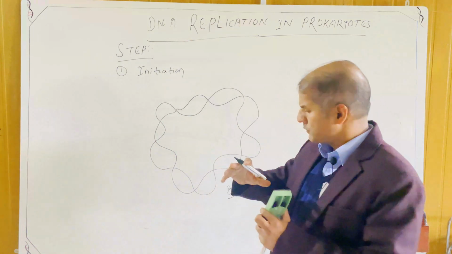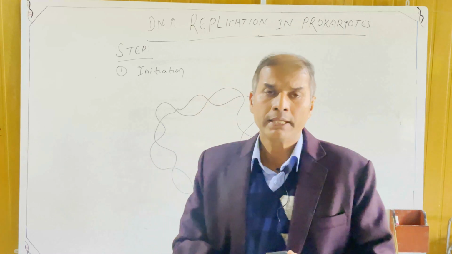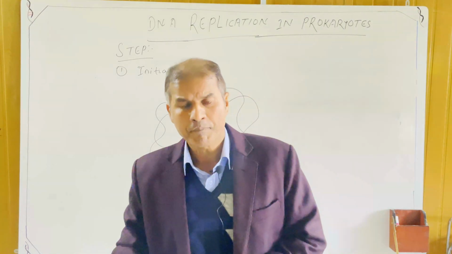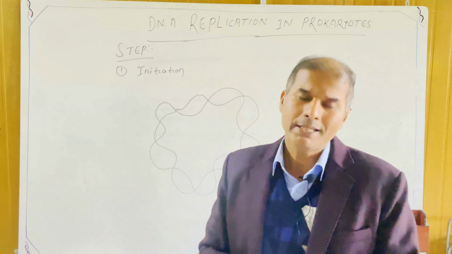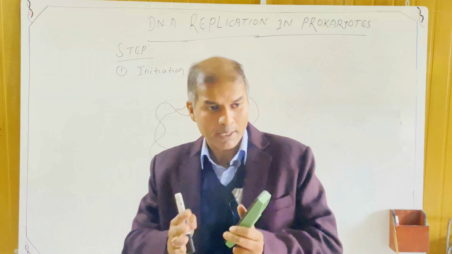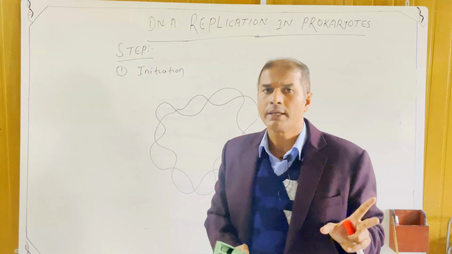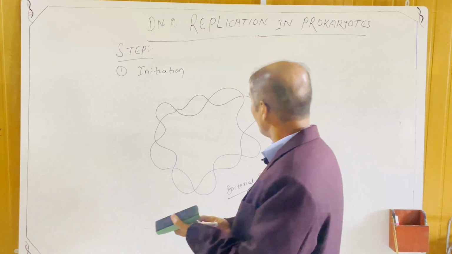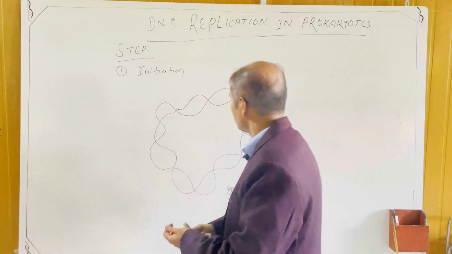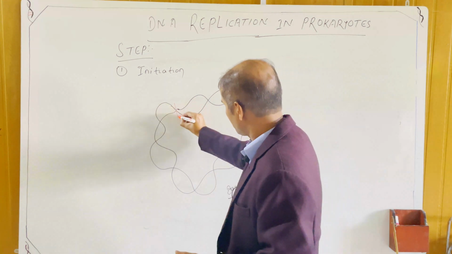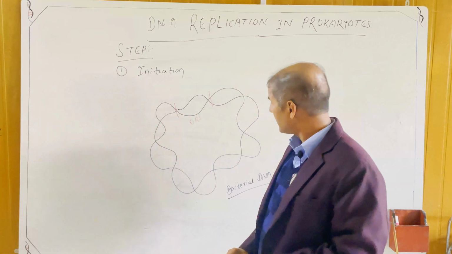So there is one major point: in bacterial DNA, there is only one origin of replication, but in eukaryotic DNA there are many origins of replication. One major point that you have to remember is that bacterial DNA has got only one ORI. Suppose this is the ORI site of bacterial DNA.